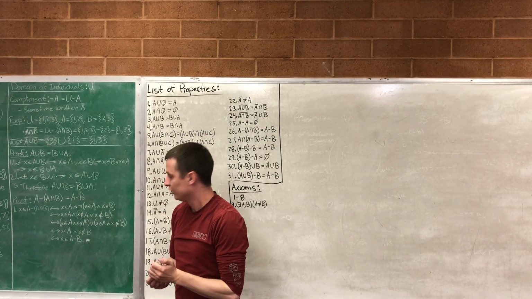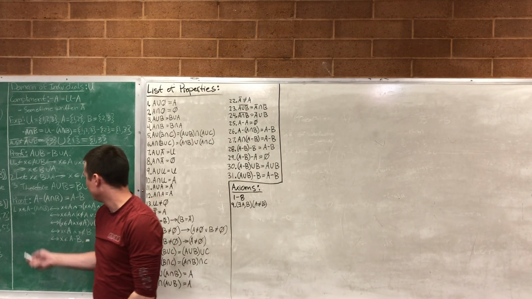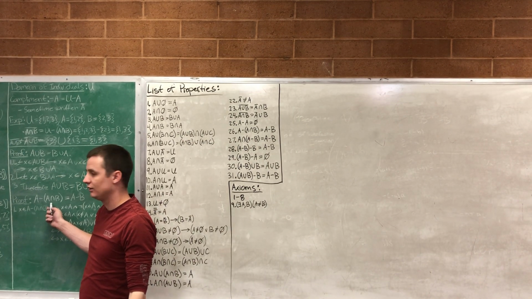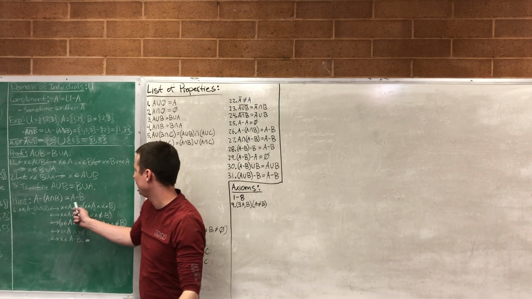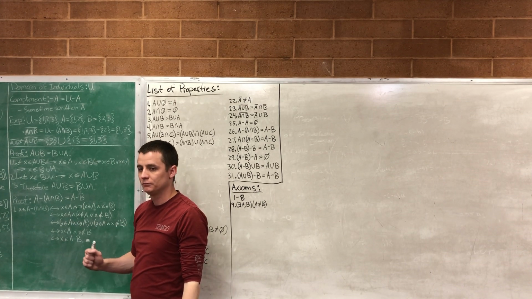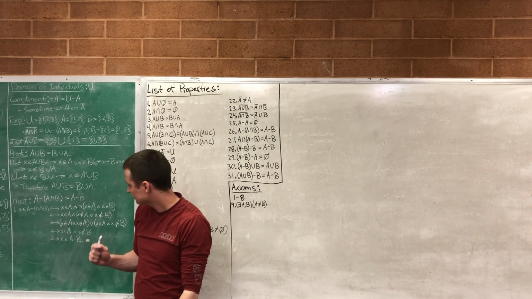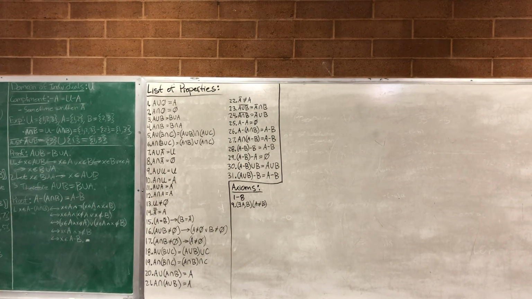All right. So what are we going to prove here? We're going to prove that A minus (A intersect B) is just equal to A minus B. Okay? That would make sense. Yeah, that makes sense. Think about it with a Venn diagram: take A, get rid of everything in A and B, and you're left with everything that's in A and not in B.